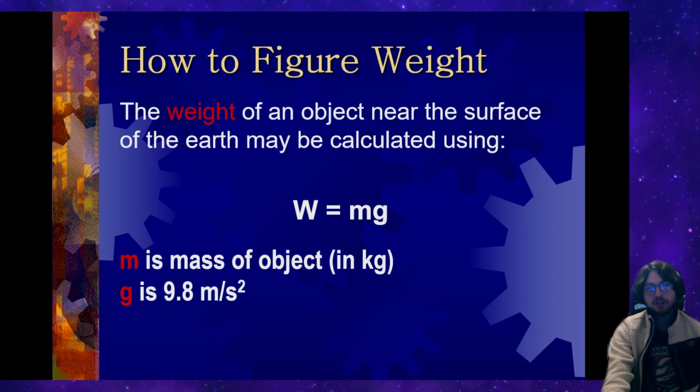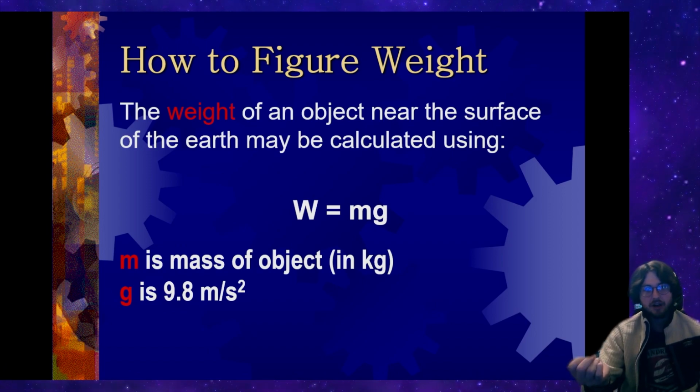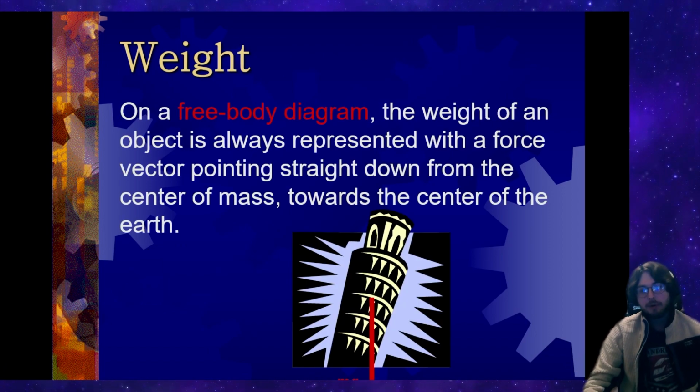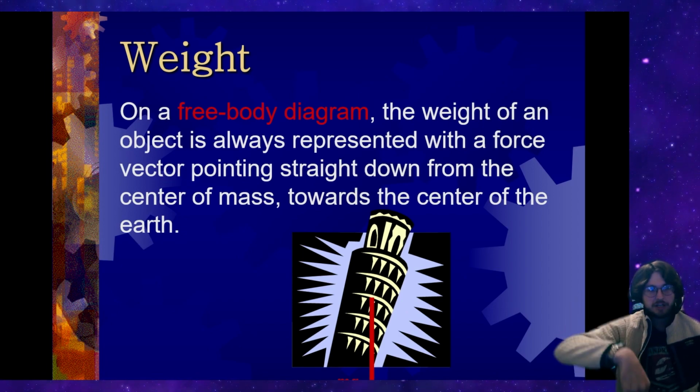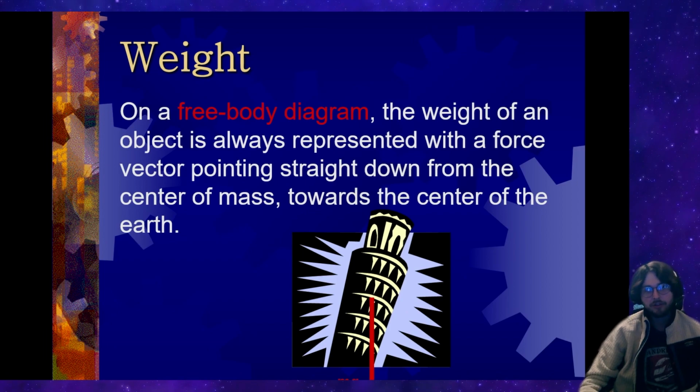The way that you calculate this is by multiplying the mass times the acceleration due to gravity of the planet that you're on. On a free body diagram, because we're assuming that the object is relatively close to the surface of the planet, you want to be drawing that weight force directly downwards, always. There is never really any exception unless we're talking about orbits or something.